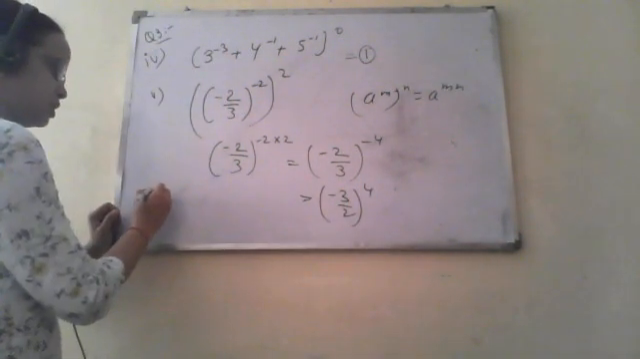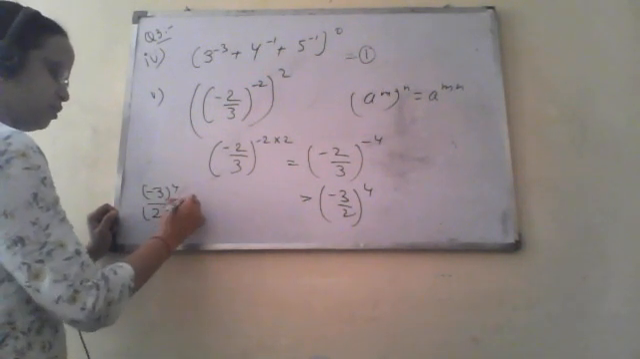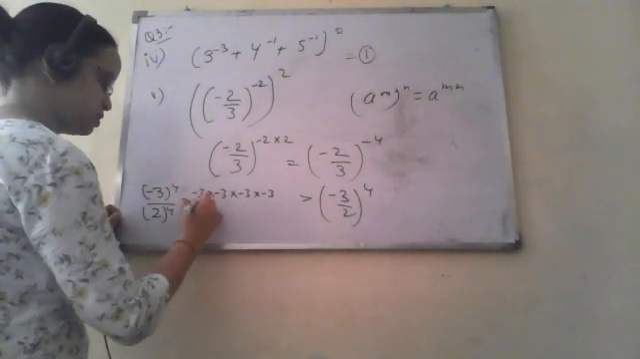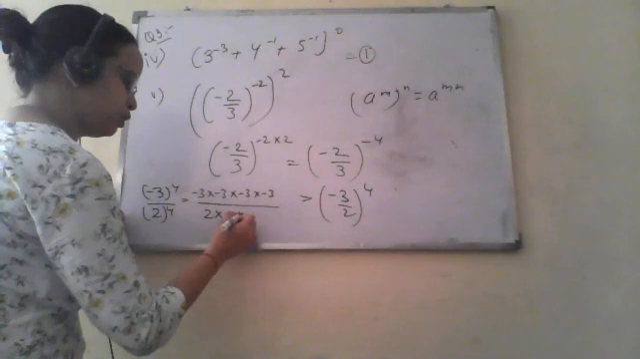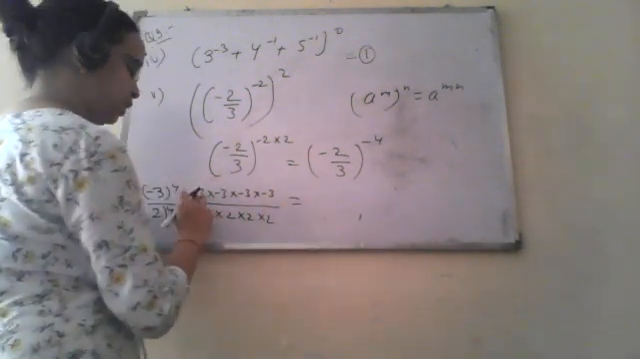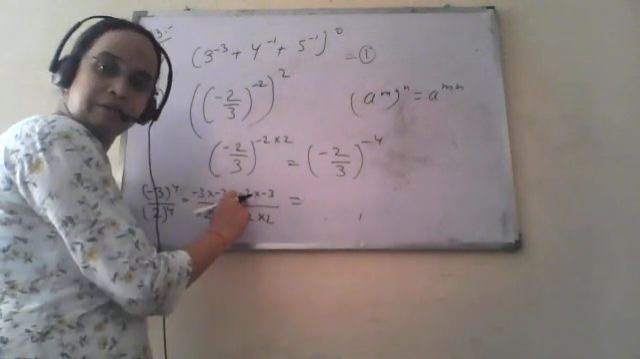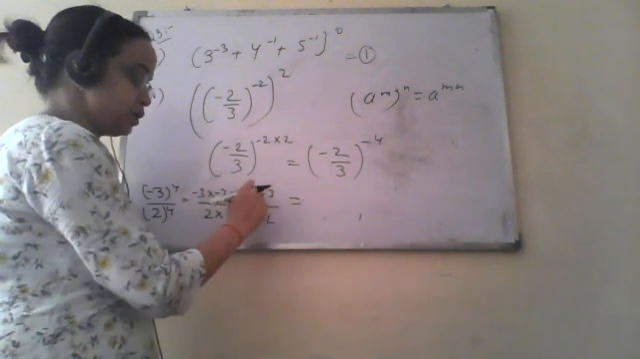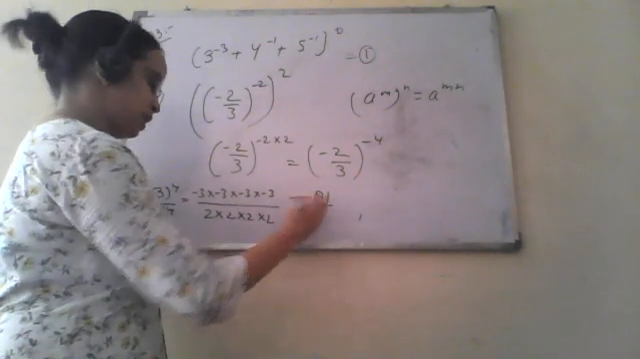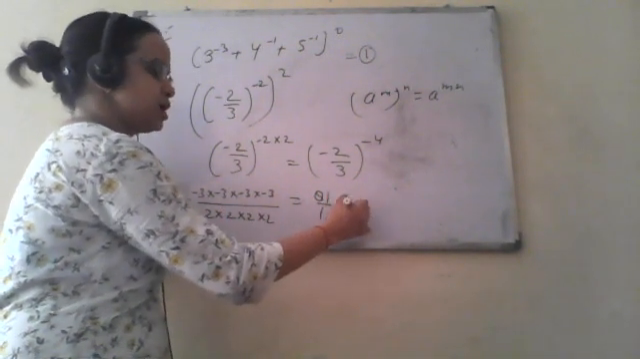Okay. So what is it? Minus 3 to the power 4 upon 2 to the power 4. It will become minus 3 into minus 3 into minus 3 into minus 3 upon 2 into 2 into 2 into 2. Minus 3 into minus 3 will be plus 9, plus 9 into minus 3 will be minus 27, and minus 27 into minus 3 will be plus 81. And 2 into 2 is 4, 4 into 2 is 8, 8 into 2 is 16. The answer is 81 upon 16.